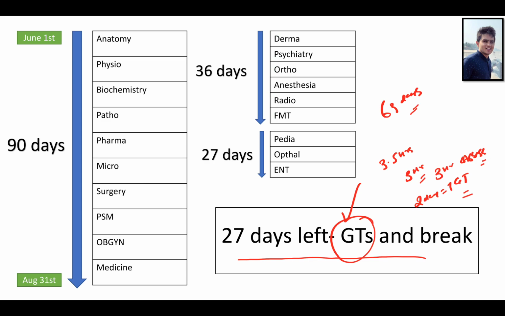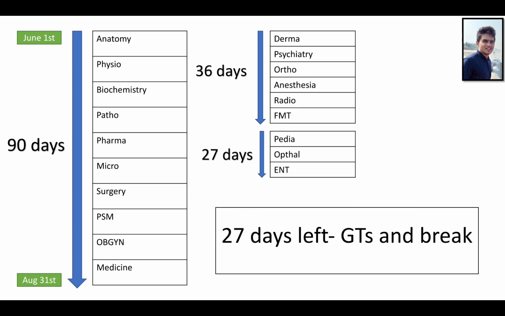So if in 5 months we plan 10 or 12 GTs, you will need around 20-25 days for GTs. And also sometimes you might feel burnout or exhausted, so on those days you can take a break out of these days. That is how you can plan.